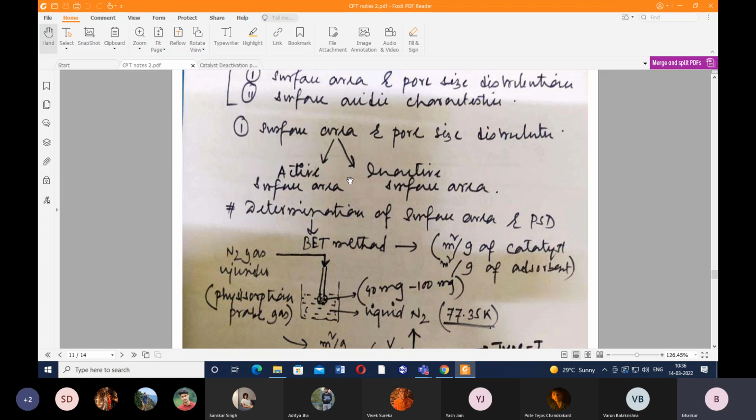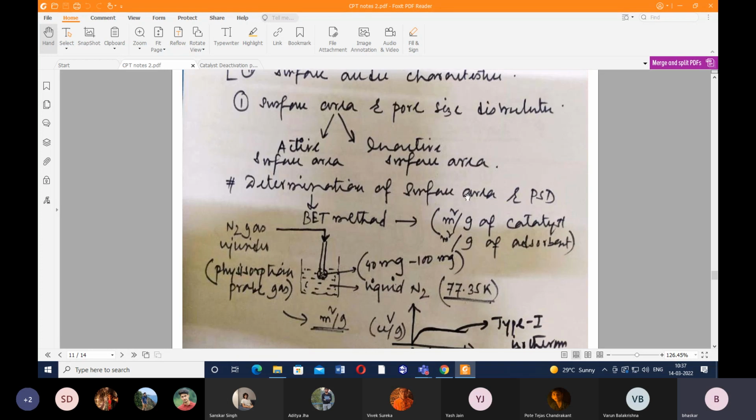Let's assume I have got 100% surface area. Out of that, maybe 5 to 10% is responsible for the catalytic reaction, so this 5 to 10% will be treated as the active surface area. Similarly, the remaining 90 to 95% is not active or not available for the catalytic reaction, so it will come under the inactive surface area of the catalyst material. Always remember this: the active surface area of the catalyst is responsible for the catalytic reaction.